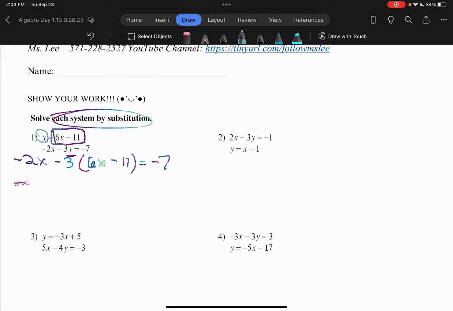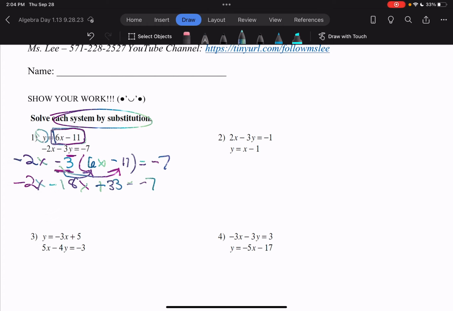So now I can do negative 2x, and I'm going to use my distributive property and multiply negative 3 times what's inside my parentheses. Notice that this negative 3 is a negative number, so negative 3 times positive 6 is going to be negative 18x. And then negative 3 times negative 11 is going to give us a positive 33 equals negative 7. Remember to drop down the other parts of the equation after you've substituted, right? That negative 7 on the other side of the equal sign is still important.